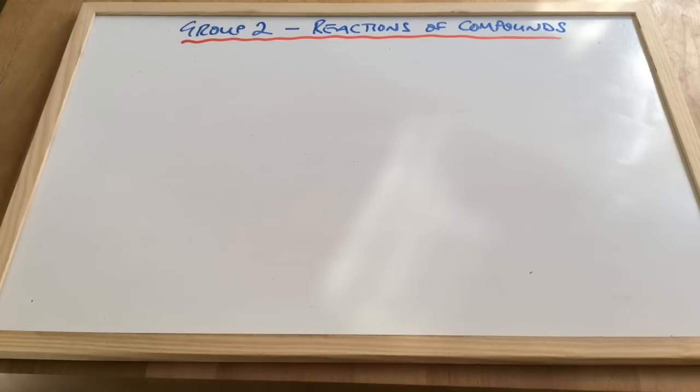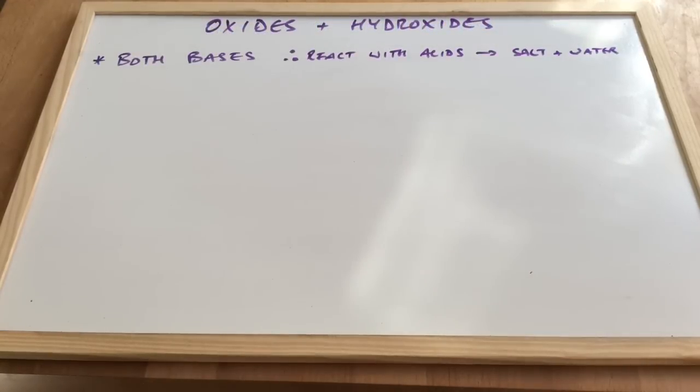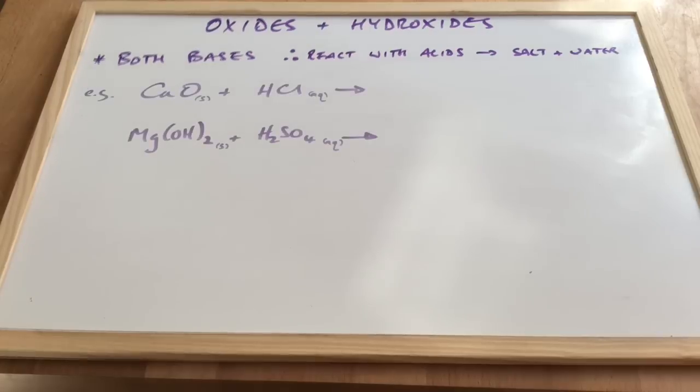In this Group 2 video, I'm going to look at the reactions of some Group 2 compounds. So we'll start with the oxides and hydroxides of Group 2. They are both bases and therefore will react with acids to form a salt and water. So we'll look at a couple of examples now.